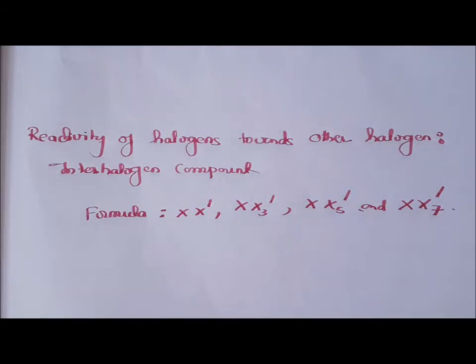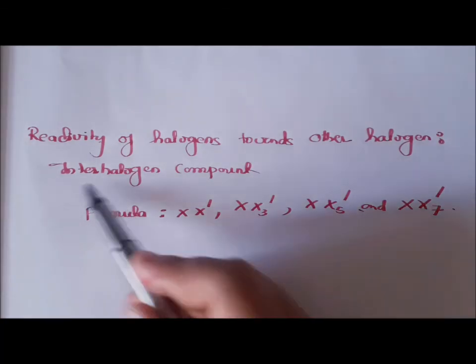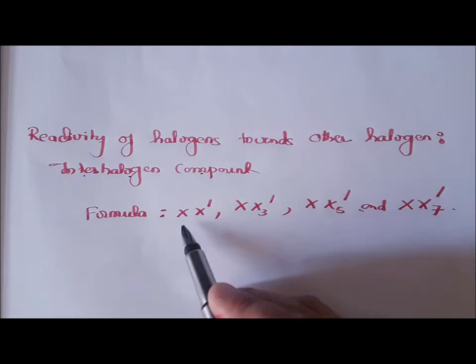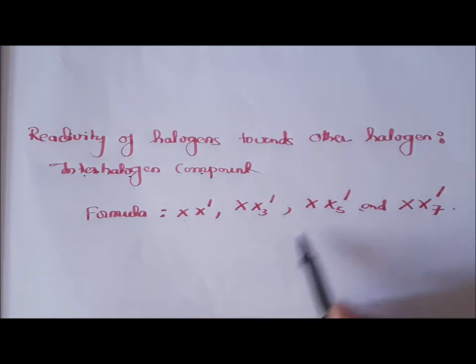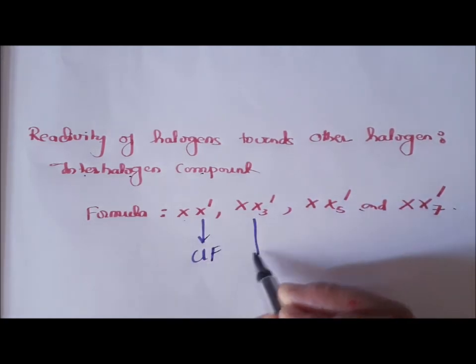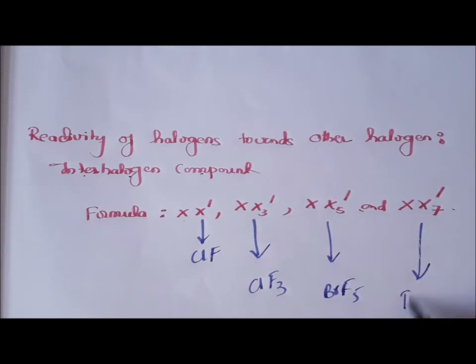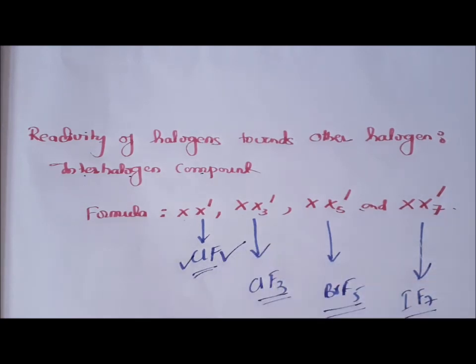Now halogens combine amongst themselves and form different compounds. What are they called? Interhalogen compounds, of different halogens. The formula of interhalogens can be XX', XX'3, XX'5, XX'7, for example ClF3, this is your BrF5 and this is your IF7. So these are your interhalogen compounds of halogen and halogen. This we will study again in detail in the next video.